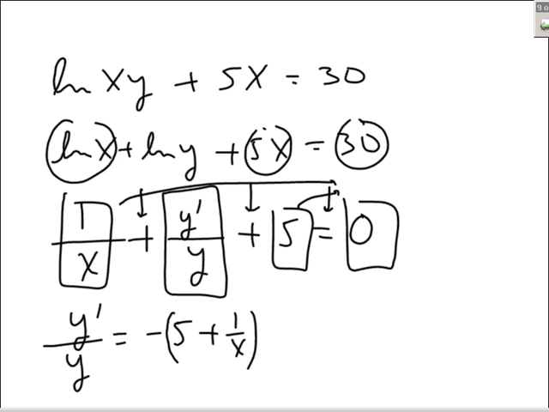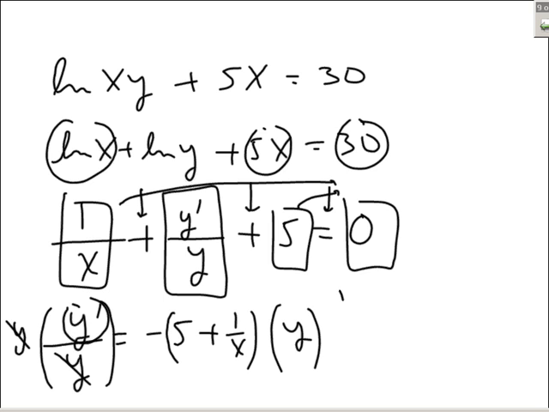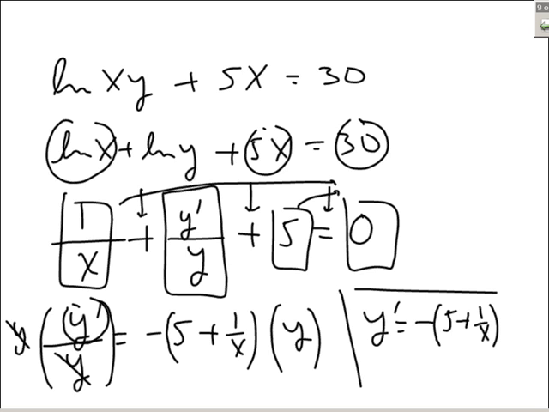Okay. And then all you do is you multiply the left side by y, because that gives you y prime. And you multiply the right side by y. And the final answer would be y prime is equal to negative 5 plus 1 over x times y. You want to get a common denominator, which will be x. You get 5x plus 1 times y. And there's your derivative. That's dy dx.